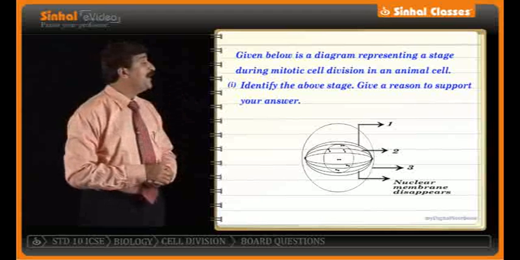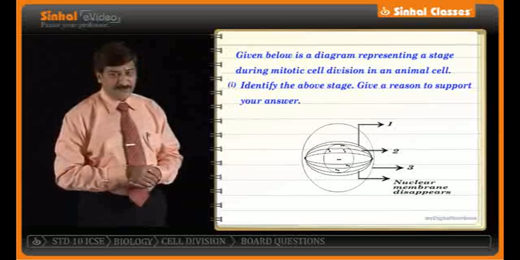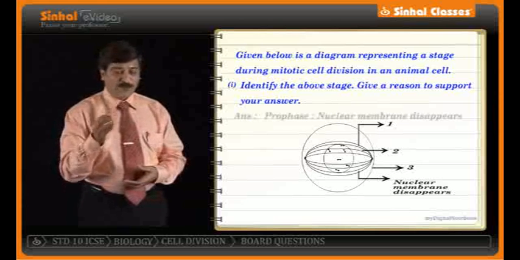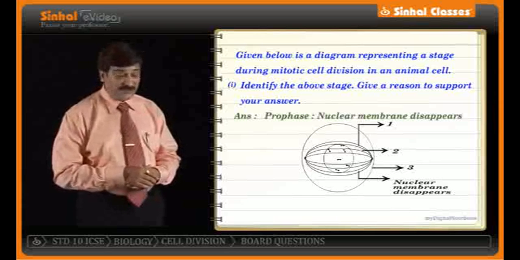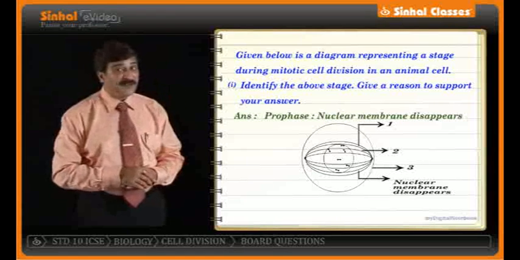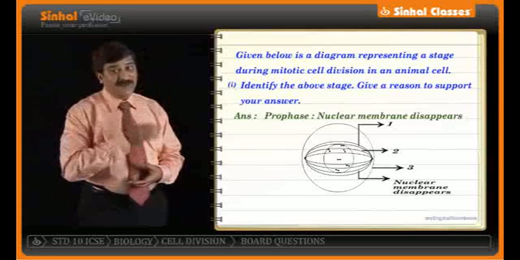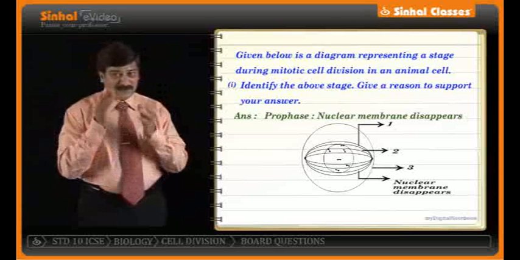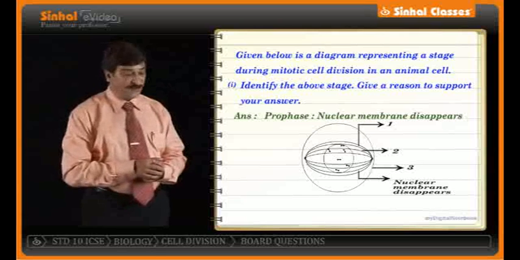Your answer should be: identify the above stage. Look at the diagram very carefully. The stage that we are talking about is the prophase. And why are you supporting this? Because you can see the nuclear membrane disappearing. So here we say that the labeling in the diagram, nuclear membrane disappearing, gives us a clue for this question. So this is the answer for it.